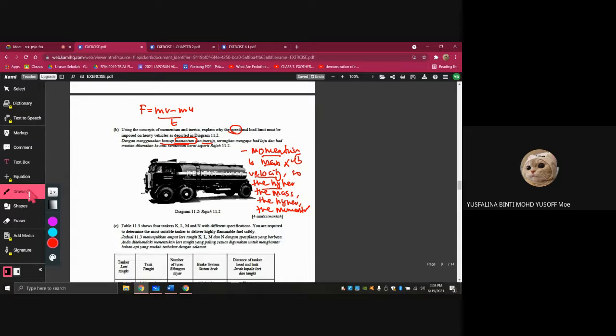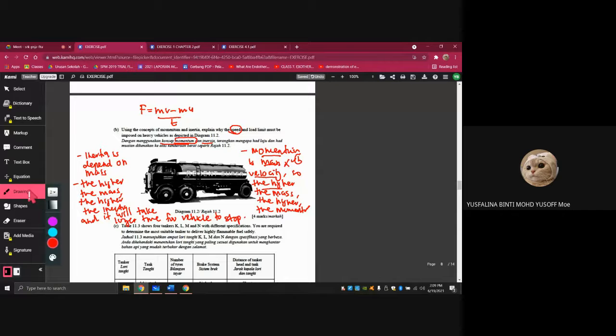And then the next is about the inertia. The inertia depends on mass. The higher the mass, the higher the inertia, and it will take a longer time for the vehicle to stop. Okay, so that's the explanation. So the momentum is the mass multiplied by velocity.